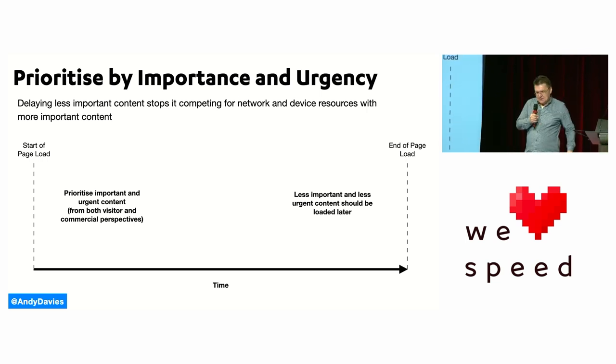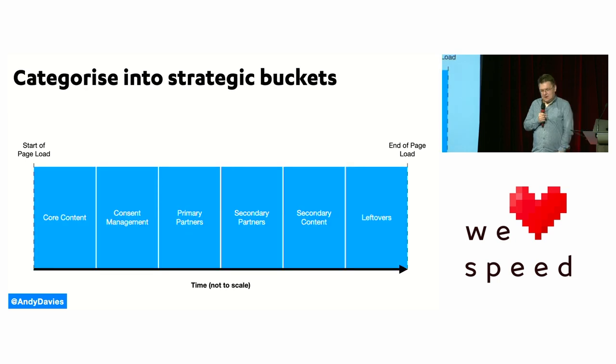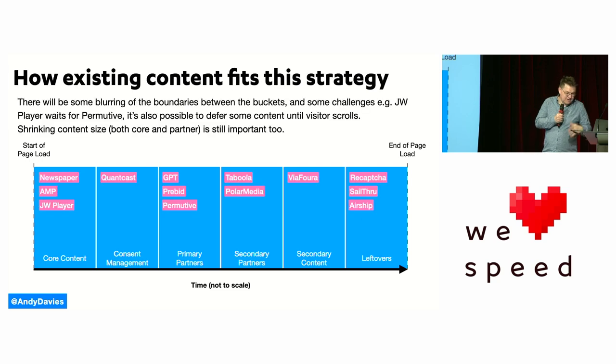And then we chose to load them based on that. And we split them into strategic buckets. So the core content, consent management, primary partners, secondary partners, secondary content, and leftovers. And this is how they lined up.